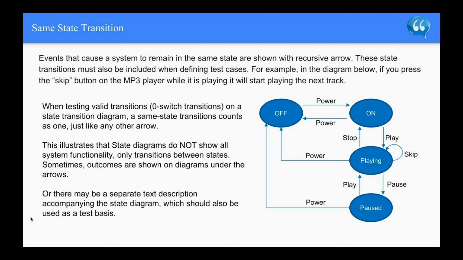Sometimes outcomes are shown on the diagram under the arrows, or there may be a separate text description accompanying the state diagram, which should also be used as a test basis.